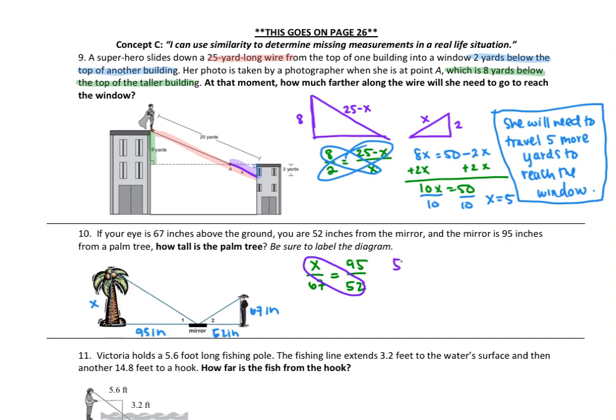Cross multiply, so 52x equals 67 times 95, which is 6365, and then divide by 52. We get about 122.40. So the palm tree is about 122.40 inches tall.